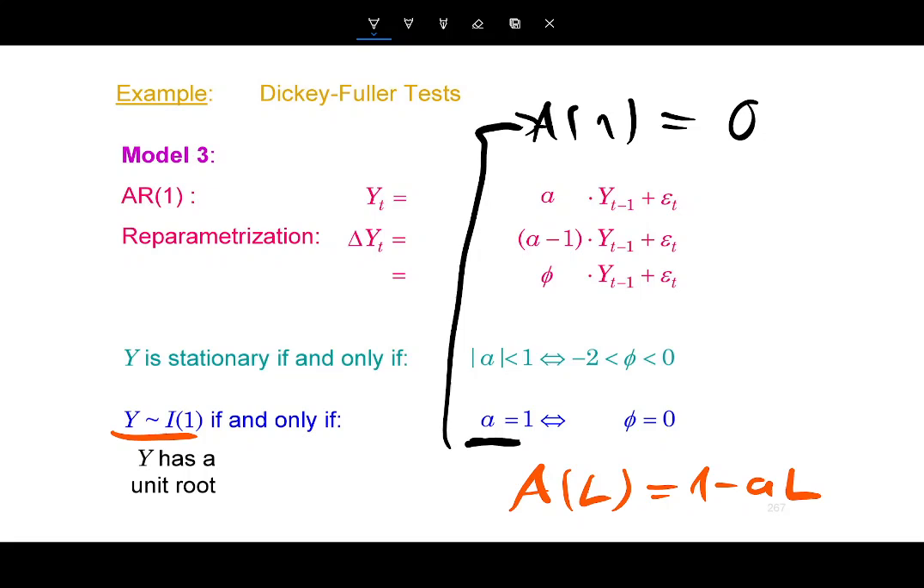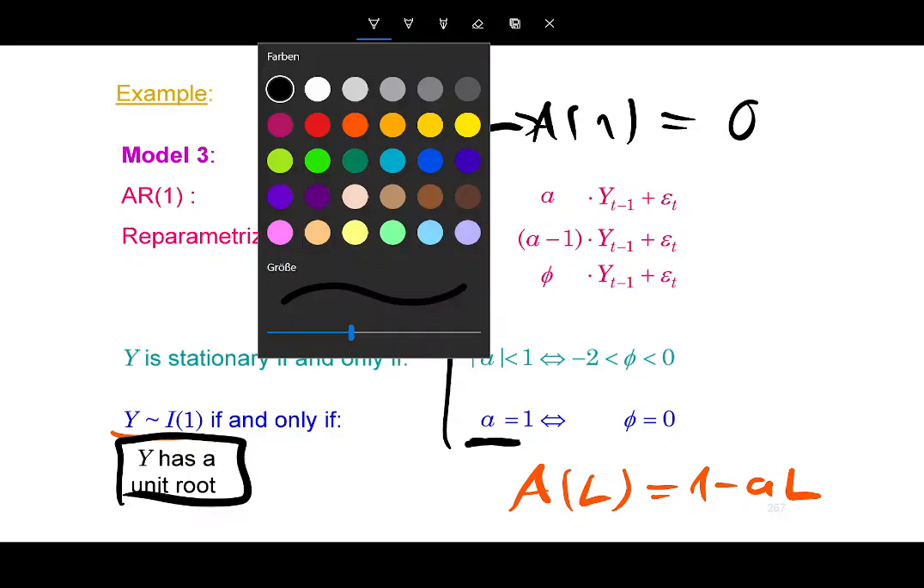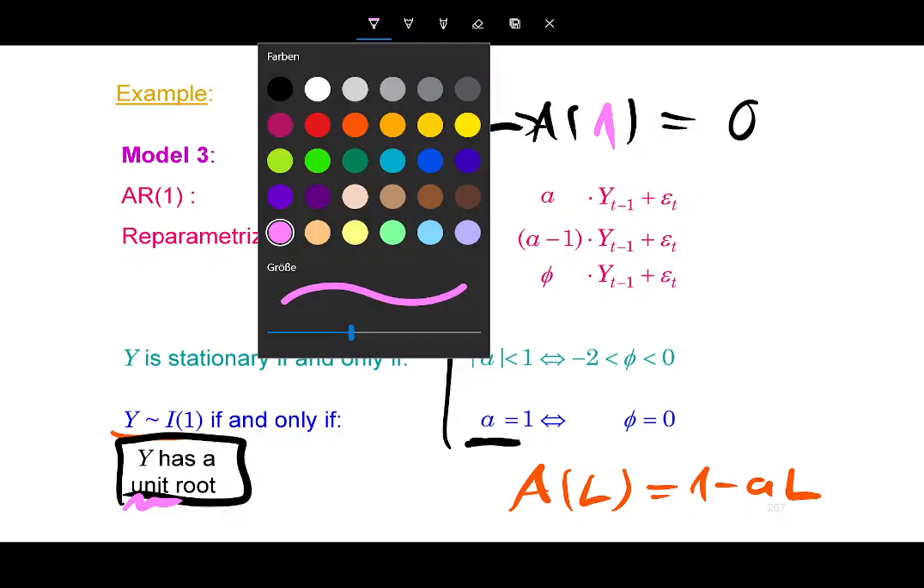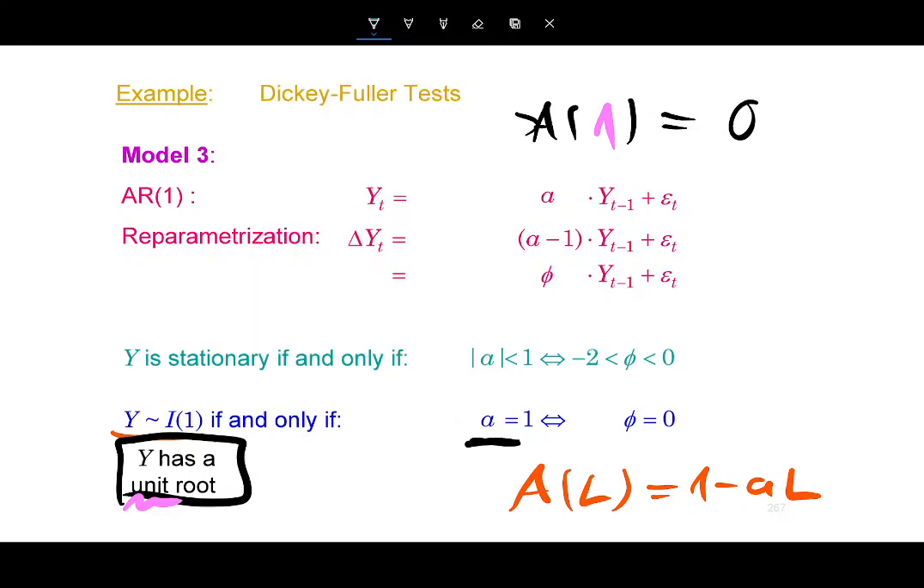So if we say 1 is the root of the lag polynomial, this means that y has a unit root. Unit basically means equal to 1. So that's the expression. This is a one-to-one relationship, guys. If 1 is a root of the process, then A is equal to 1, and if A is equal to 1, then 1 is a root of the process. But this is how you say it.